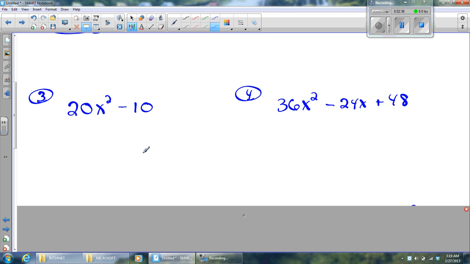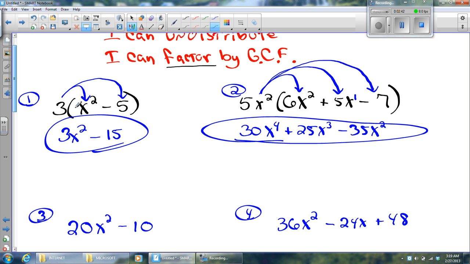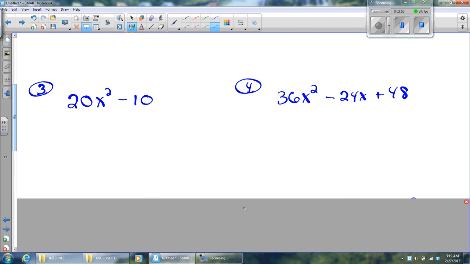And what I mean by undistribute, I want you to make it look like this black problem here, 3 times quantity of x squared minus 5, or 5x squared times quantity of 6x squared plus 5x minus 7. So you're going to pull out what's called the greatest common factor. This is actually called factoring by GCF. So we are factoring by GCF. Okay, and you're actually going to undistribute. Now what you're going to do is find the greatest common factor. And some of you will be really good at this and some of you are shaky on it.